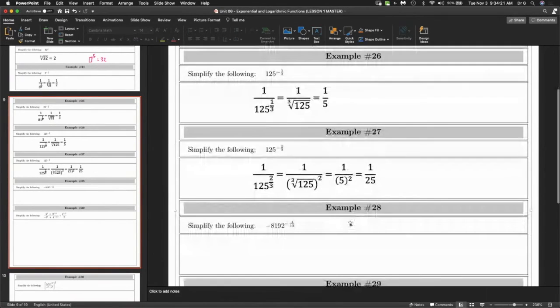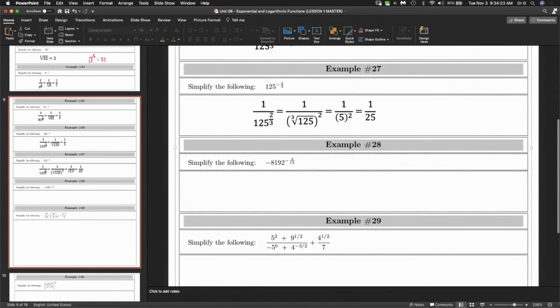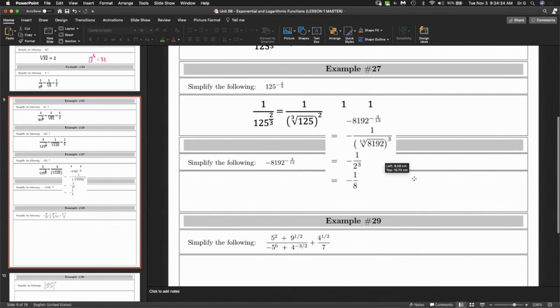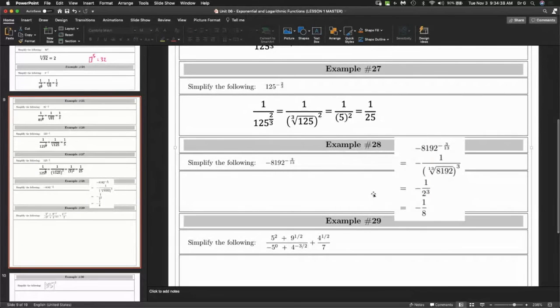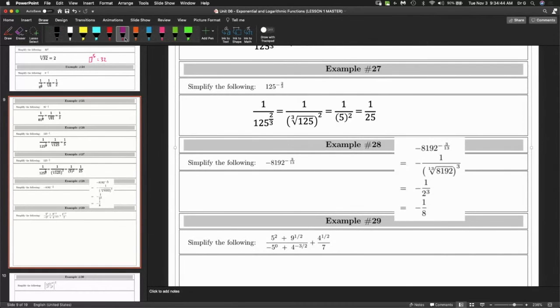Now 28 is a bit of a monster. So I'm going to screenshot it from my answer key. Hopefully it turns out well. I'll just put it right here. So let's take a look at this. Honestly, it's the same as the previous question in terms of style. The only difference is this negative sign.